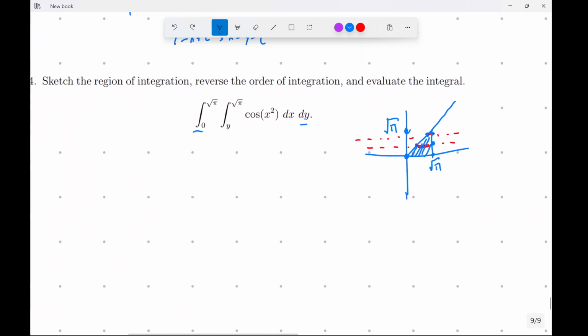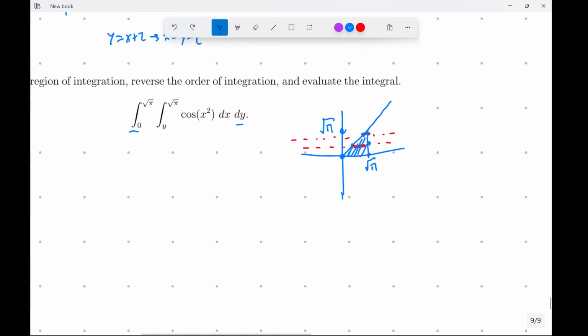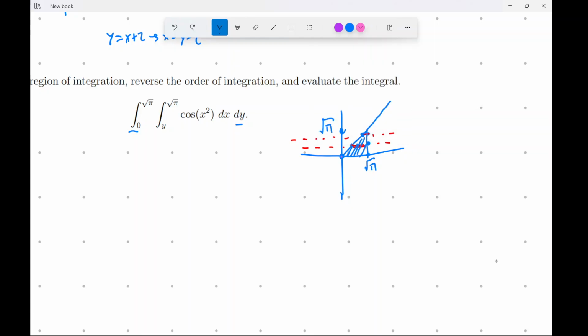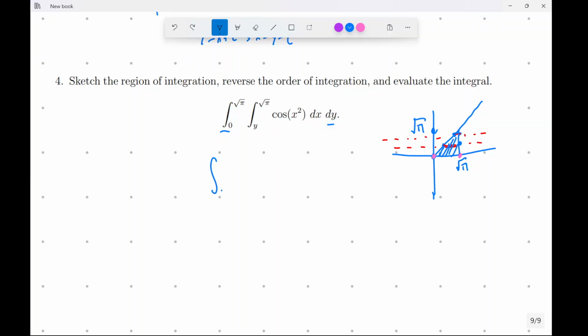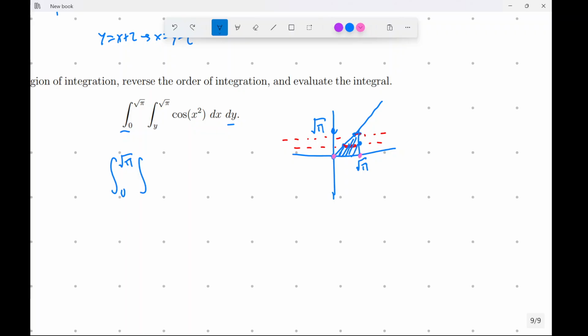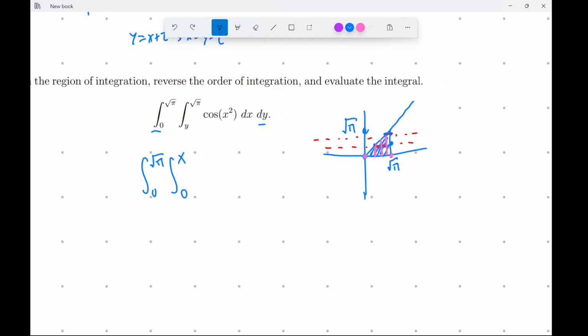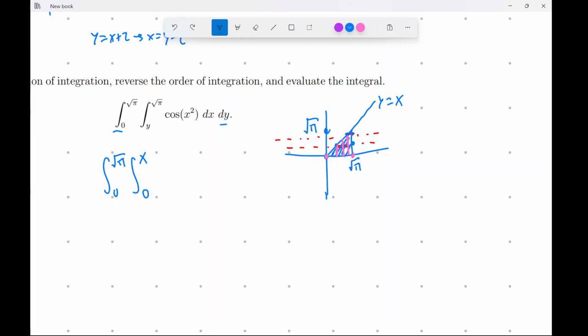Because now, if we want to convert the other way, I'll ask myself, okay, the minimum value of x in this region is 0. The maximum is root pi. So this x is still going to be 0 to root pi. But now, if I draw my vertical cross sections, because I'm holding x constant, the minimum value of y is always 0, because it always hits this x-axis. And the maximum value is always x, because it's on the line y equals x.